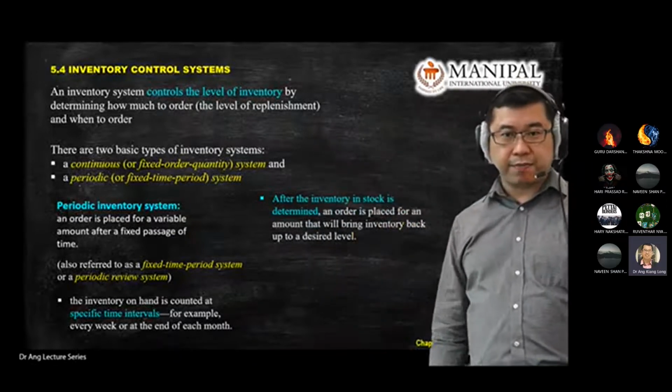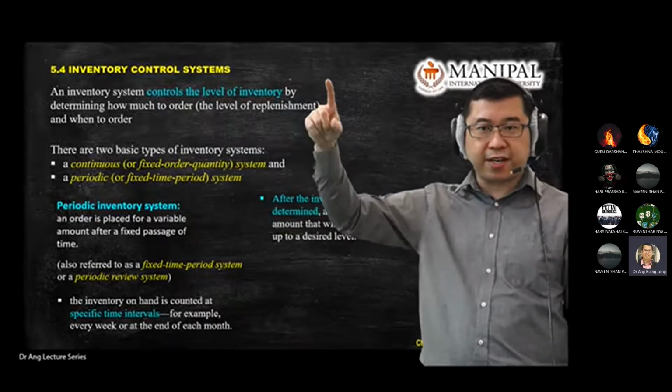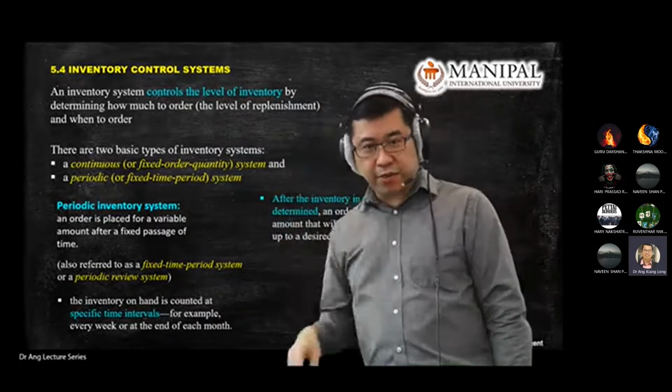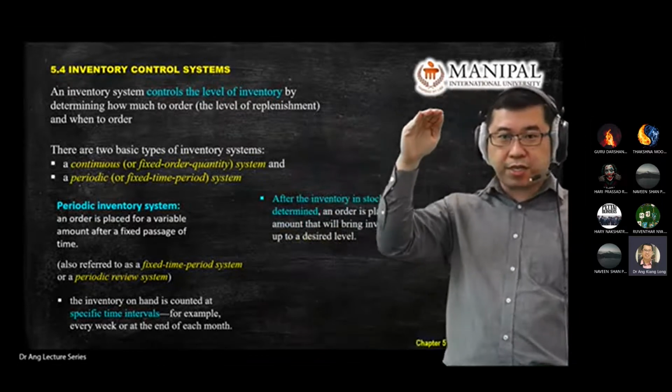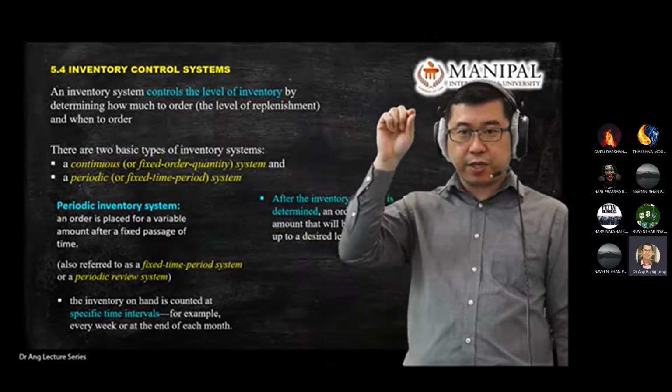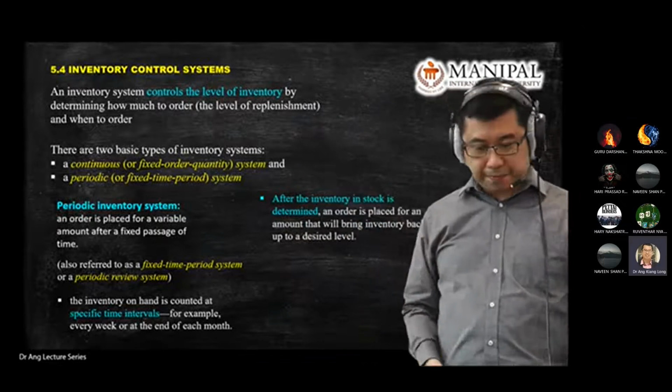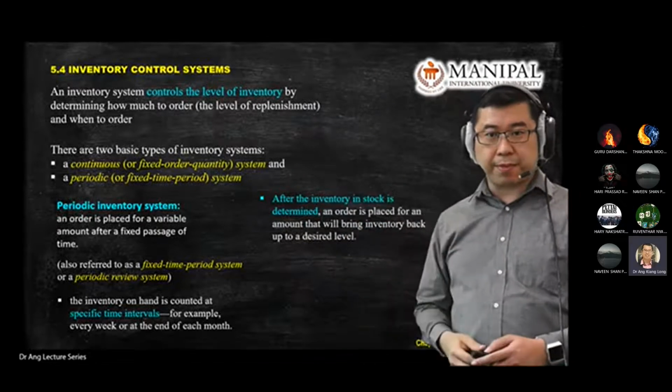Continuous one, you always check in real time. So if there is a drop to a certain reorder value, it will top up. This one is more on time.